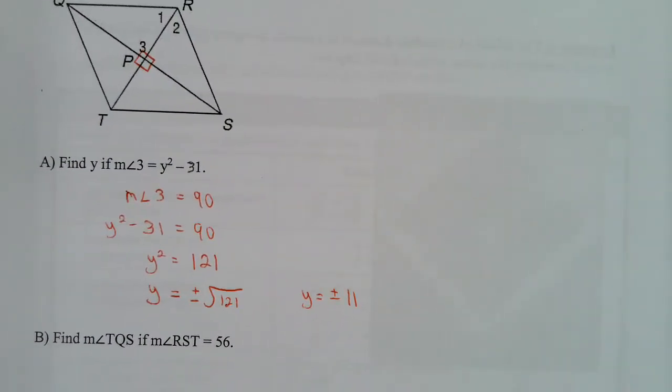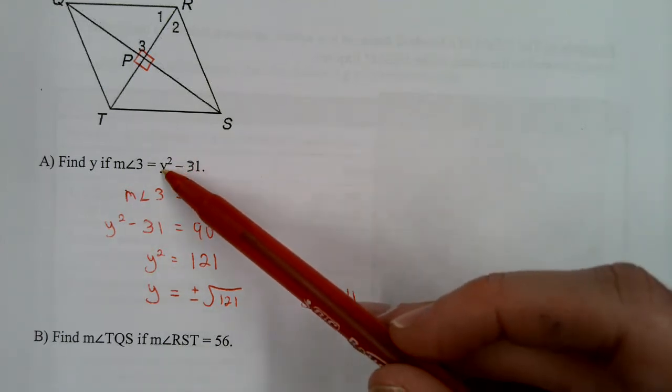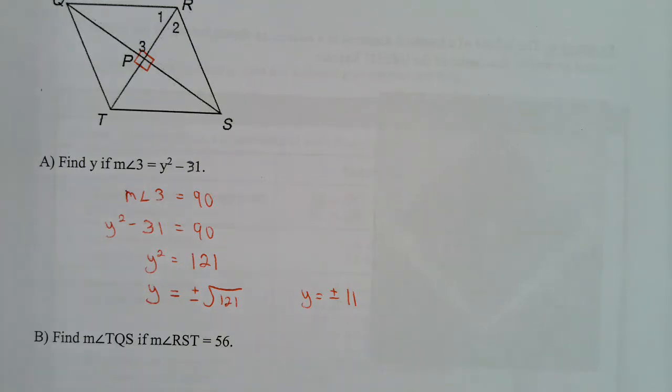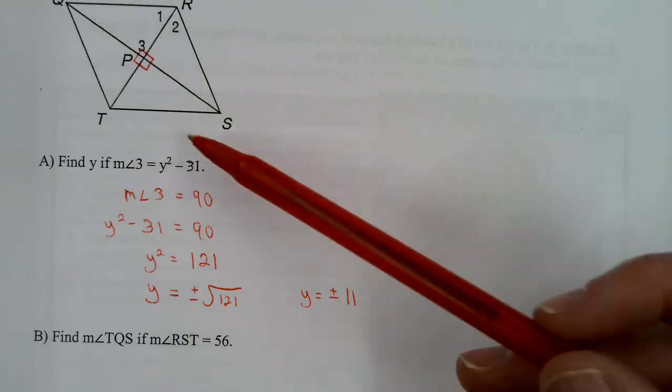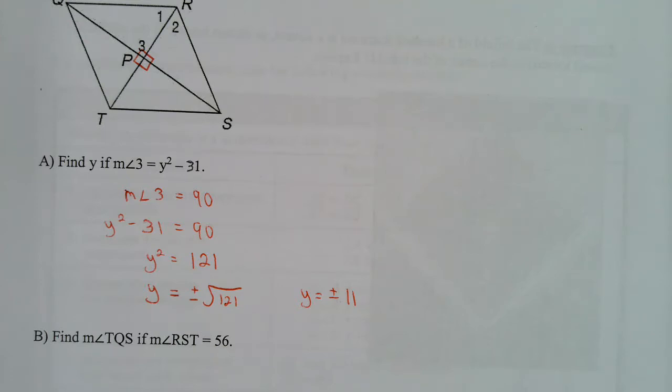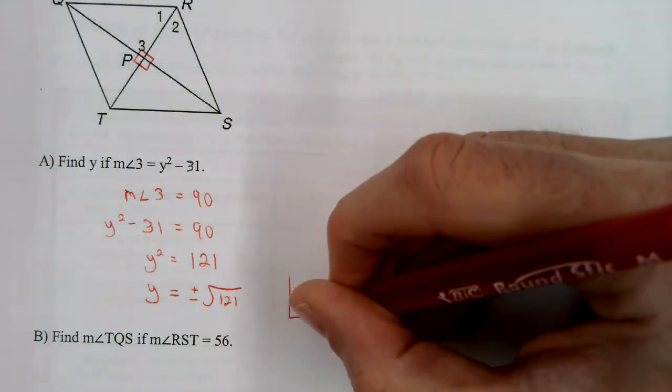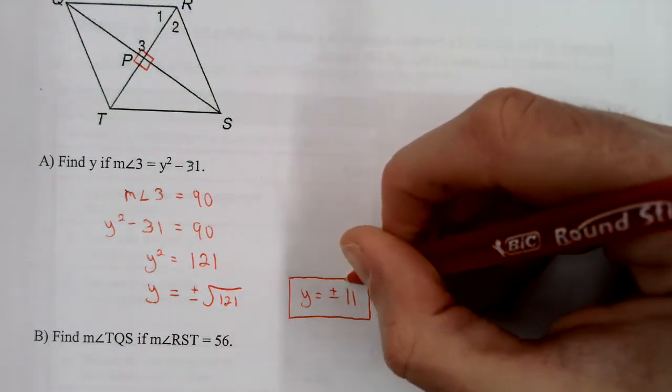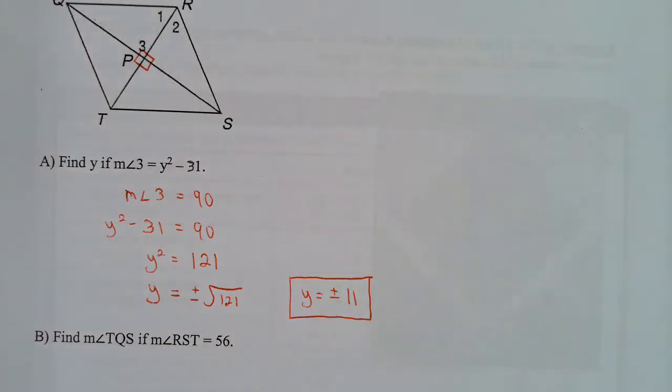So let's check and see if that works. When y is positive 11, 11 squared is 121, minus 31 equals 90, that works. When y is negative 11, negative 11 squared is positive 121, because negative 11 times negative 11 is positive 121, and minus 31 equals 90. So both of these answers work. I'm going to circle them both. You can say y equals positive and negative 11, or you can say y equals 11, circle that, y equals negative 11, circle that.